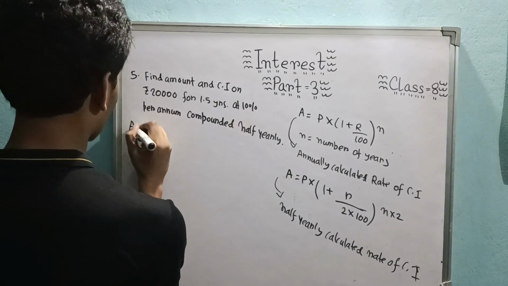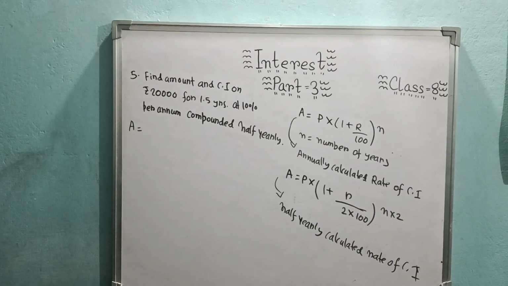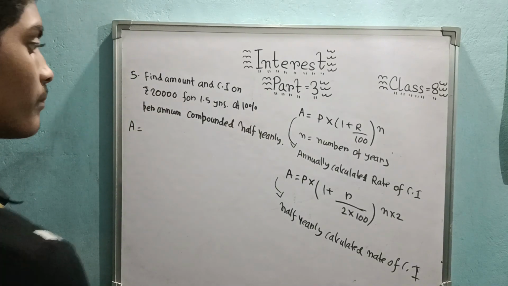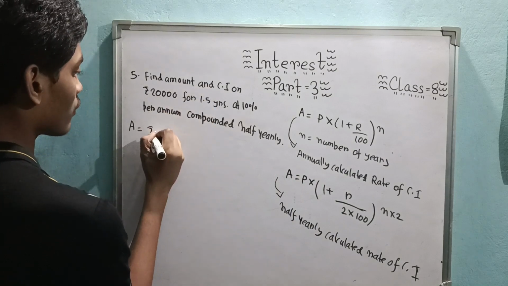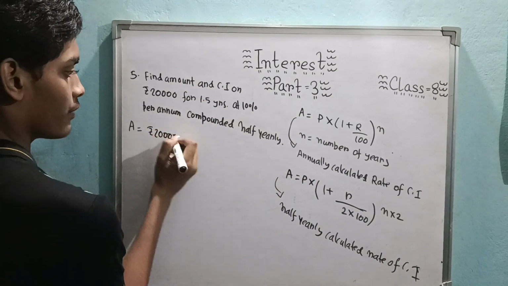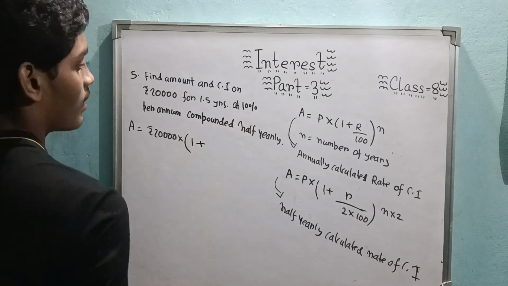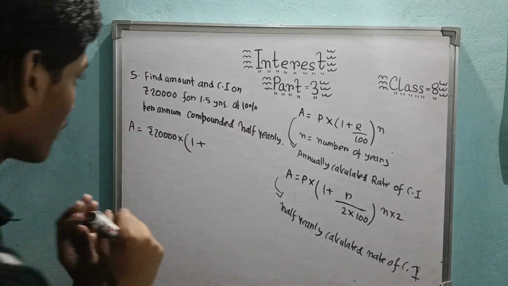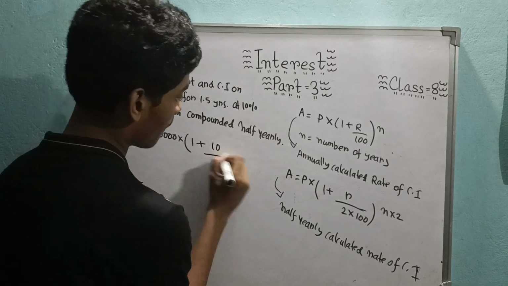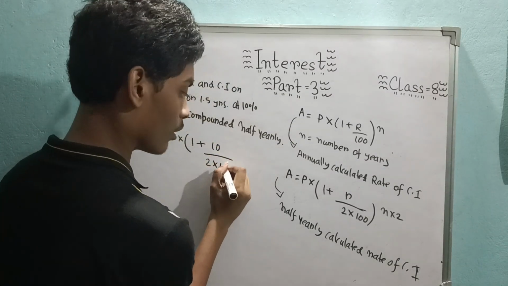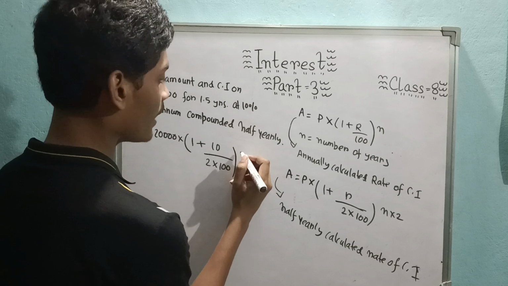So amount will be what? Principal, which is 20,000. I'm sweating miserably, not gonna lie. So 1 plus r is 10%, so I put r by 2 into 100 to the power n into 2.